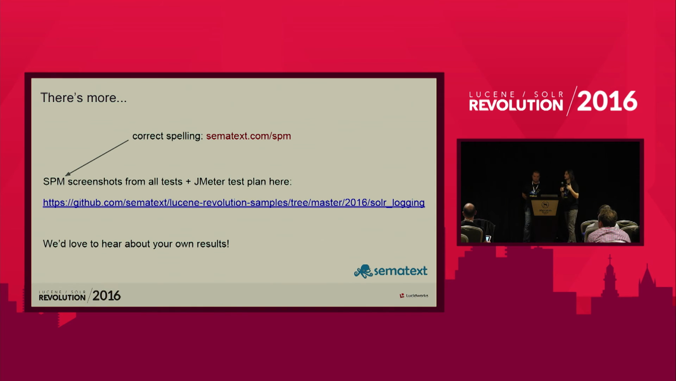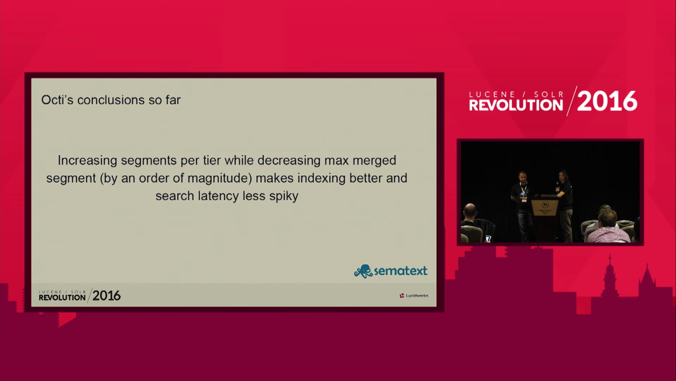We have all the tests in GitHub, like the JMeter test plan. We have more screenshots from the tests, so you can basically replay those tests. So basically, yeah, you can relax your merge policy and get more indexing throughput and less spiky search performance, because if you're not doing those big merges by reducing the max segment size, then your searches will be more consistent. And that, I think, I covered it all.